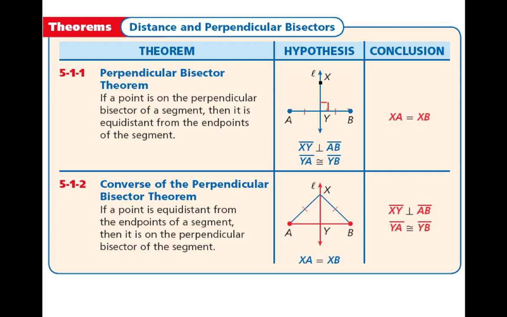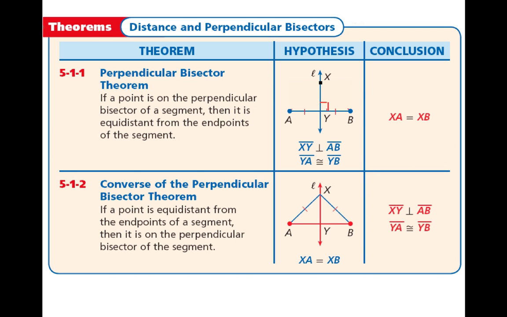The first theorem and converse are called the perpendicular bisector theorem, and its converse. So don't skip the wording. If a point is on the perpendicular bisector of a segment, then it is equidistant from the endpoints of the segment. So as students are drawing that hypothesis, what they are drawing is a segment AB, and then the line XY is the perpendicular bisector. Notice the markings on the diagram, students. It is the perpendicular bisector of that segment AB.